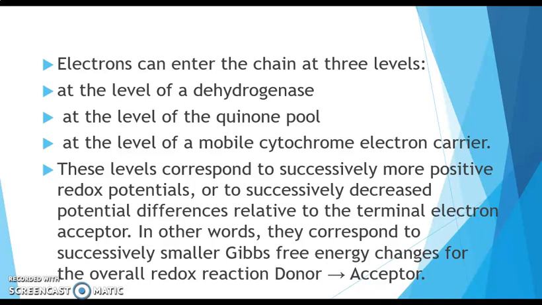Electrons can enter the chain at three different levels: at the level of dehydrogenase, at the level of the quinone pool, and finally at the level of the mobile cytochrome electron carriers.